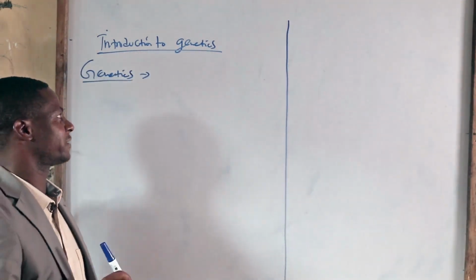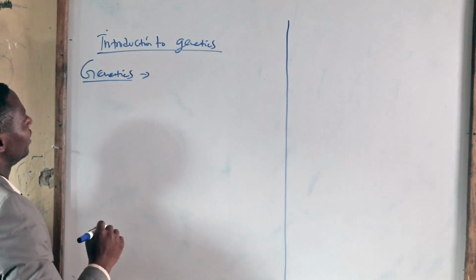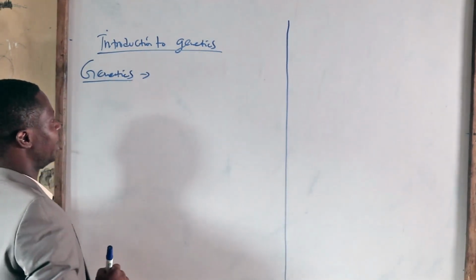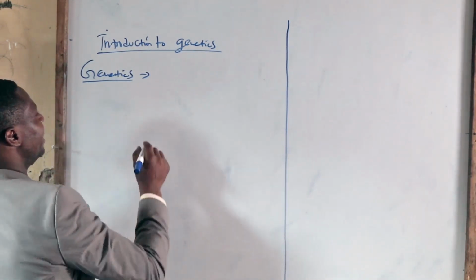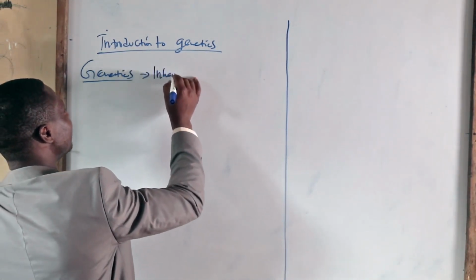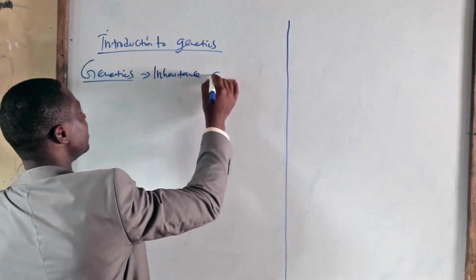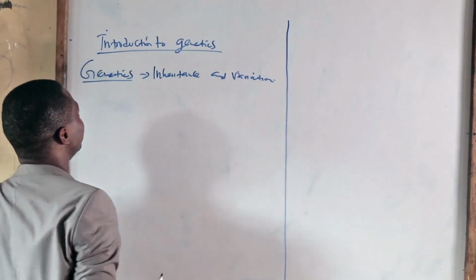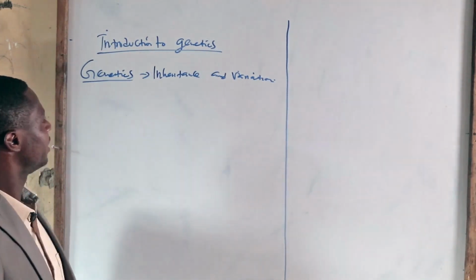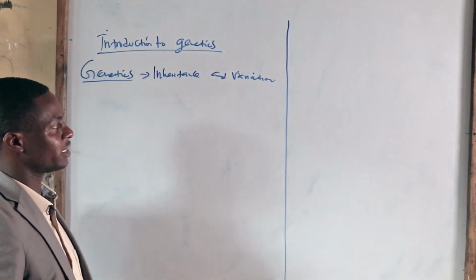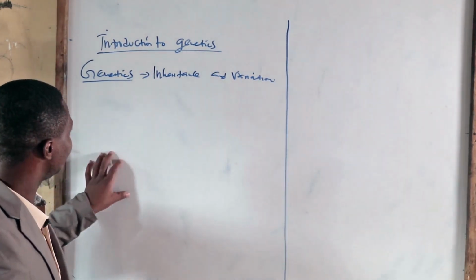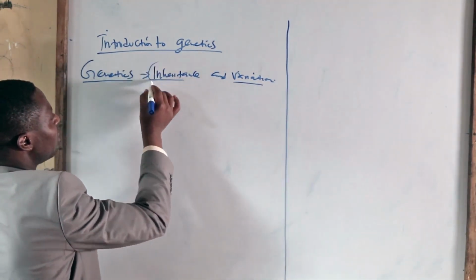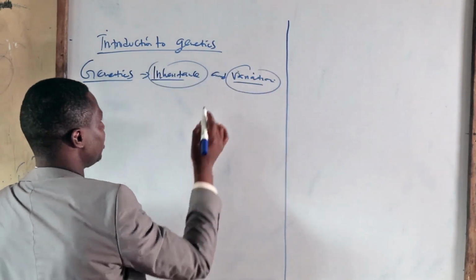So what is genetics? Genetics is a branch of science, a branch of biology, that deals with inheritance and variation. So, genetics is a branch of science that deals with inheritance and variation. Before we come to any other thing, what are we talking about when we say inheritance, and what is variation?